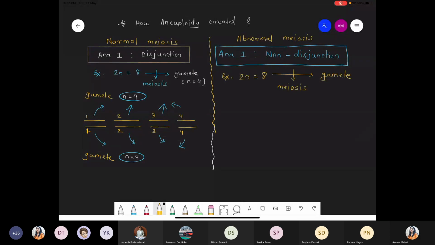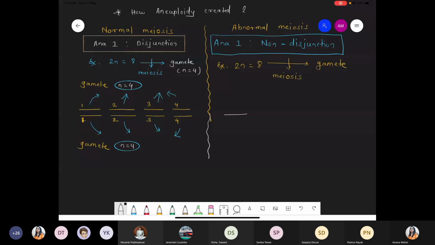In this condition, we are talking about chromosome number 1 1, 2 2, 3 3, 4 4. So chromosome number 1 gets equally separated. 2 also gets equally separated. 3 also is equally separated. But something happens with chromosome number 4. Both copies of the chromosome transfer into one gamete.